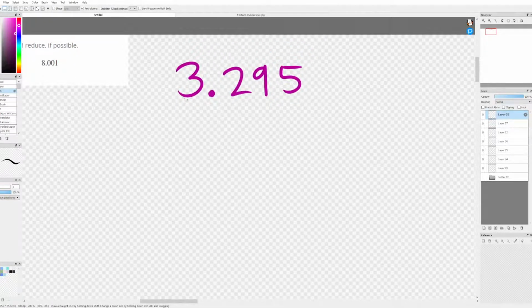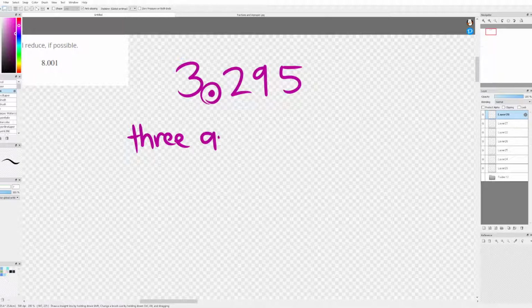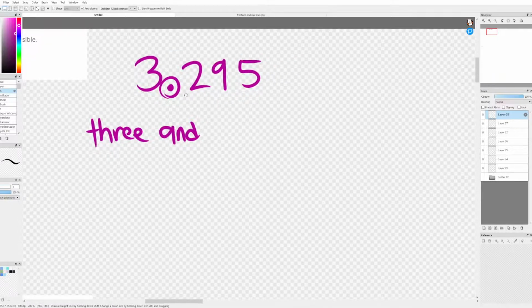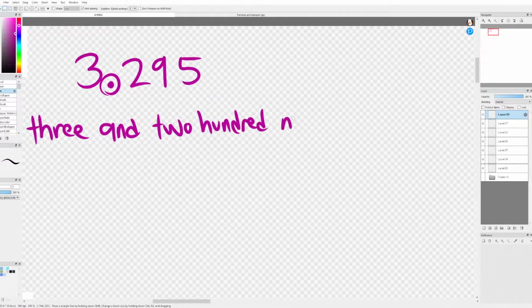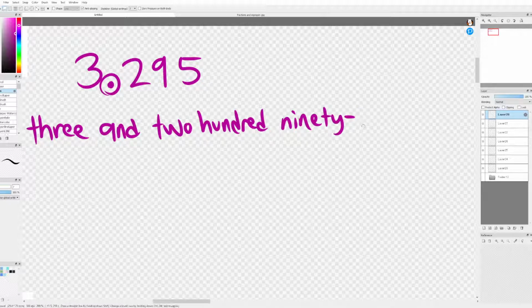Anyway, so if you have something like 3, it'll be 3, and then where the decimal is, it'll be "and", and then depending on how many you've got, 295, with a dash, and then thousandths.